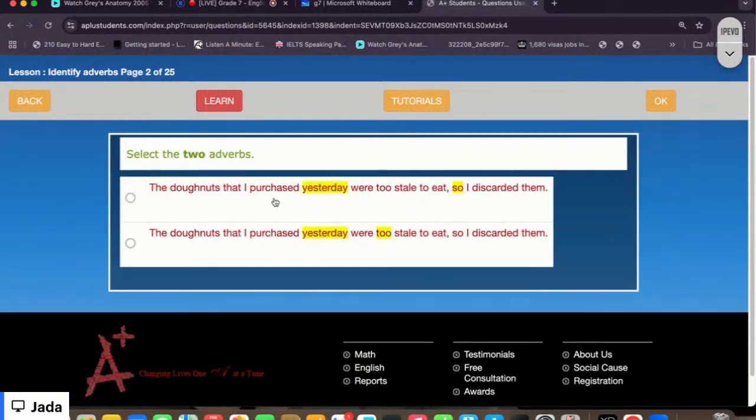All right, the donuts that I purchased yesterday were too stale to eat, so I discarded them. You have to select the two adverbs here.